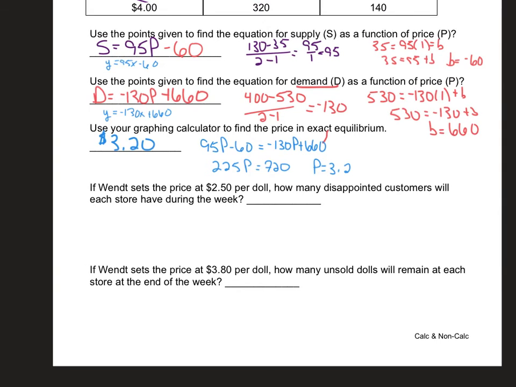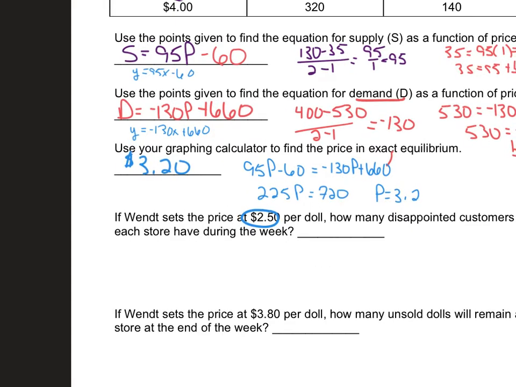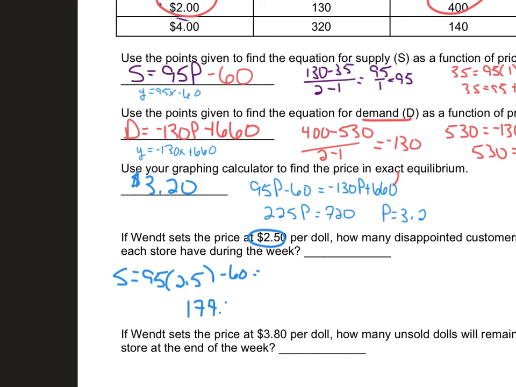Now for the next two, you've got to be careful and make sure you plug in the right stuff. It says if Went sells the dolls for $250, how many disappointed customers will the store have each week? So how many customers will not get what they want? Well, to do that, I take my $250 and I plug it into both equations. So I know that S is equal to 95 times 2.5 minus 60. When I plug that into my calculator, I get 177.6. Then I plug it into the other equation, negative 130 times 2.5 plus 660. And when I do that, I get 335.